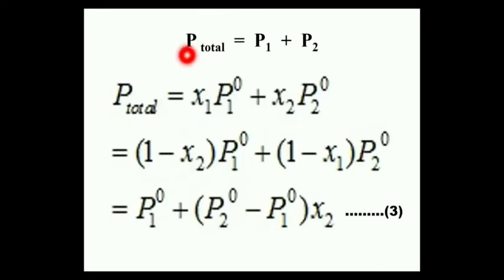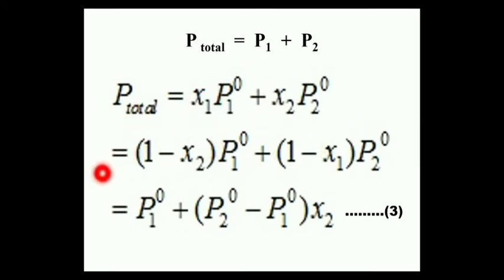We know P total is equal to P1 plus P2, right? According to Dalton's law, P total, that is the total vapor pressure of the solution, is equal to the individual vapor pressures of component 1 and 2. We need to substitute the value of P1 from equation 1, P1 is equal to P1 naught x1. Similarly, P2 is equal to P2 naught x2. And we know x1 plus x2 is equal to 1, so x1 is equal to 1 minus x2. So we need to substitute the values of x1 and x2 here.